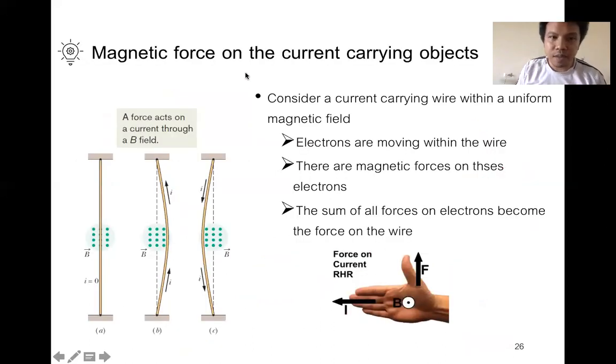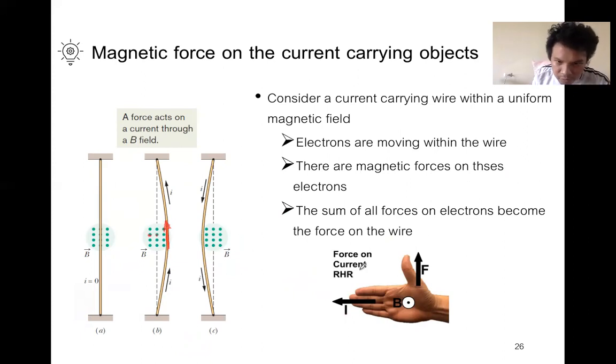Okay, so magnetic force on the current carrying object. We try to think of the current as a moving charge. So when we have the charge moving, there are magnetic forces acting on the charges, so that when we have the current, magnetic force will act on the wire as well. So now, if I consider the current moving in the upward direction, and here we have the magnetic field that's coming outside.